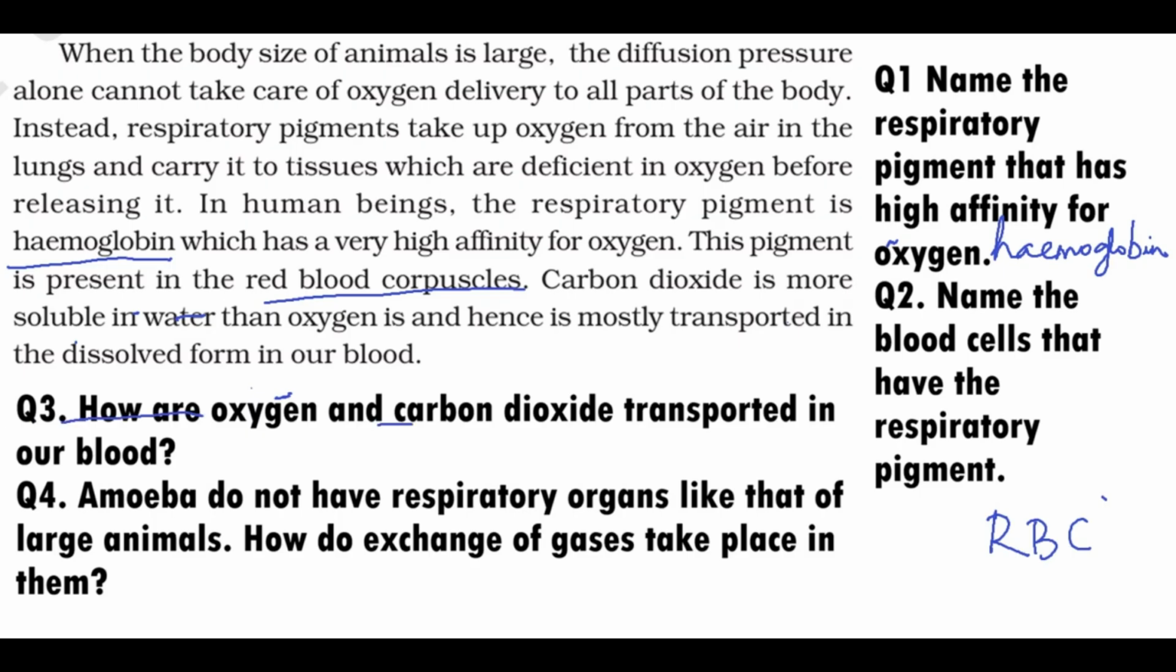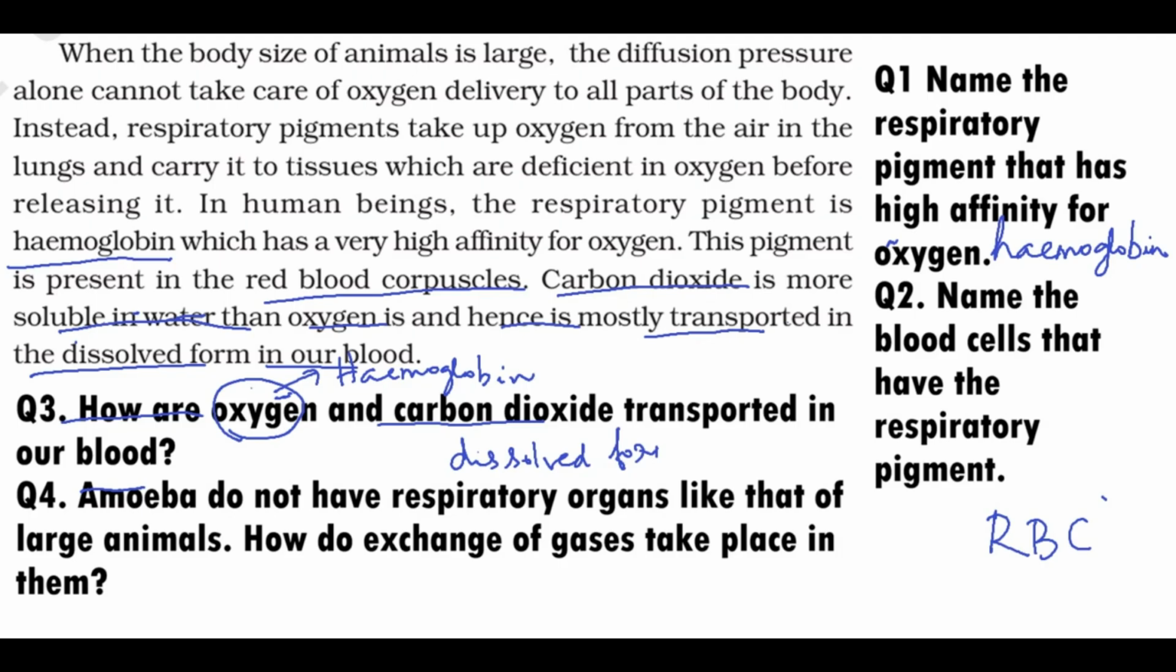How are oxygen and carbon dioxide transported in our blood? Now, oxygen is transported with hemoglobin. And as is given in the textbook, carbon dioxide is more soluble in water than oxygen is, and hence carbon dioxide is mostly transported in the dissolved form in our blood. Amoeba do not have respiratory organs like large animals, like lungs. Then how does exchange of gases take place in them? Oxygen getting inside and carbon dioxide going outside takes place through the simple method of diffusion.